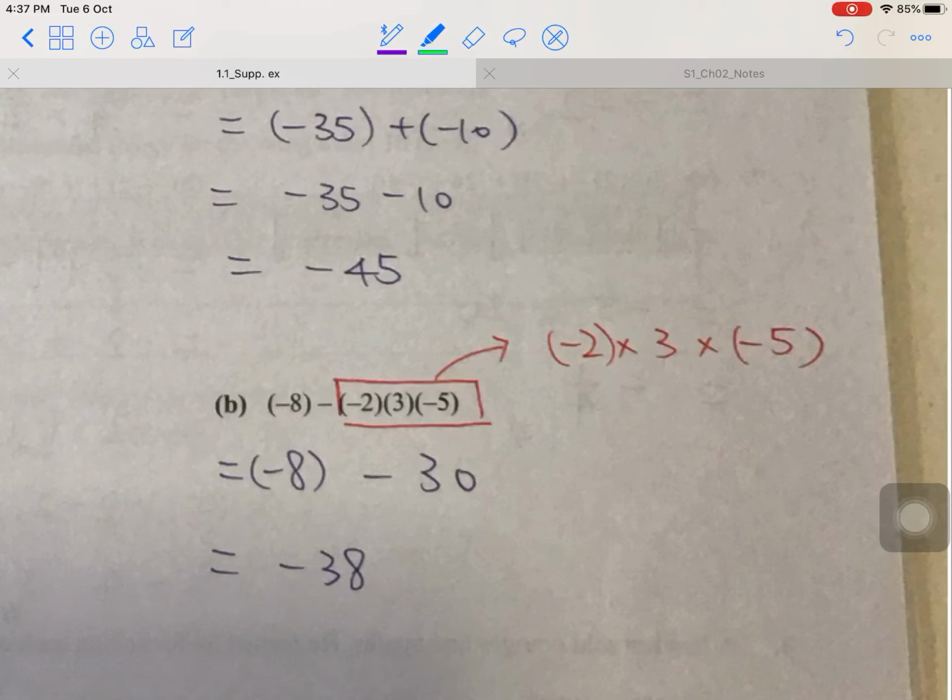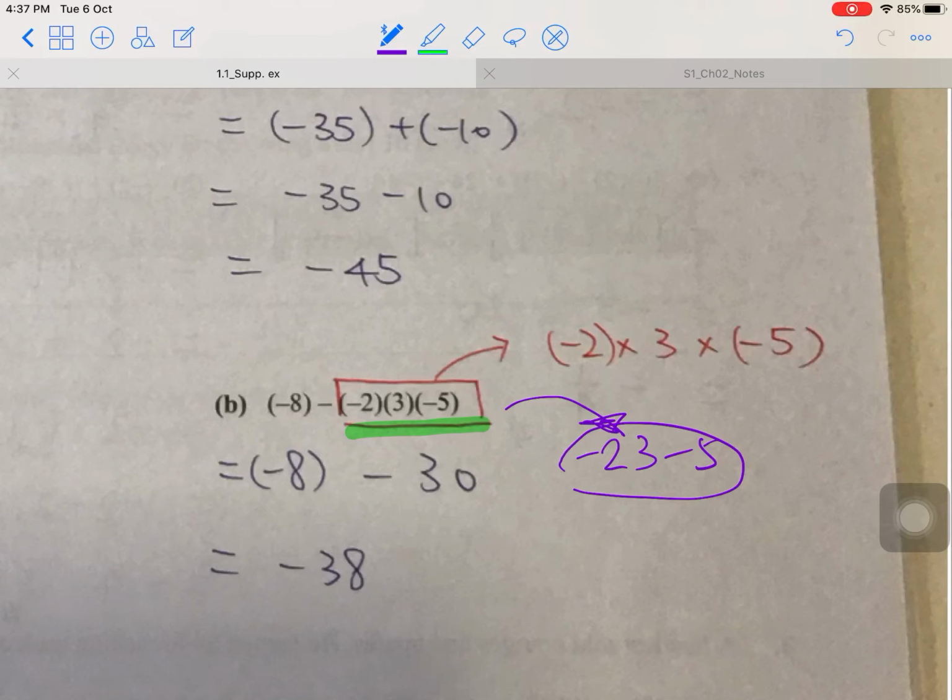I told you before the multiplication sign you can skip it, right? So here it means -2 times 3 times -5. So you need to add the bracket for each number. Otherwise, if you don't add the bracket, it becomes like this, and then the meaning is totally different. The meaning is that this one is -23 minus 5.